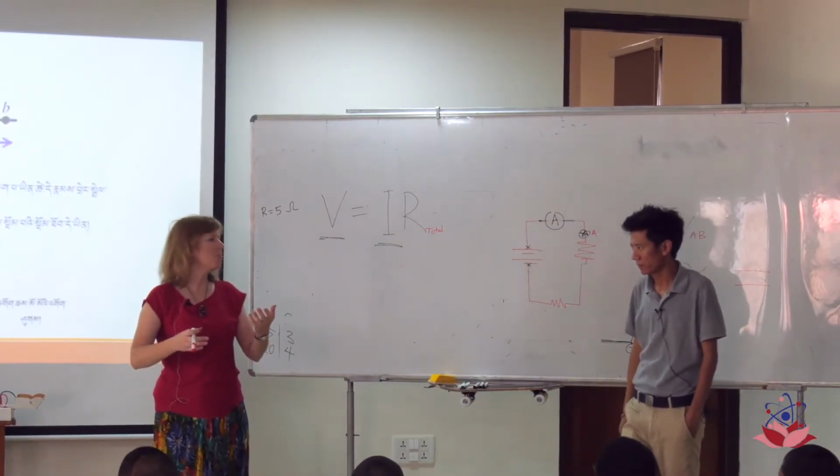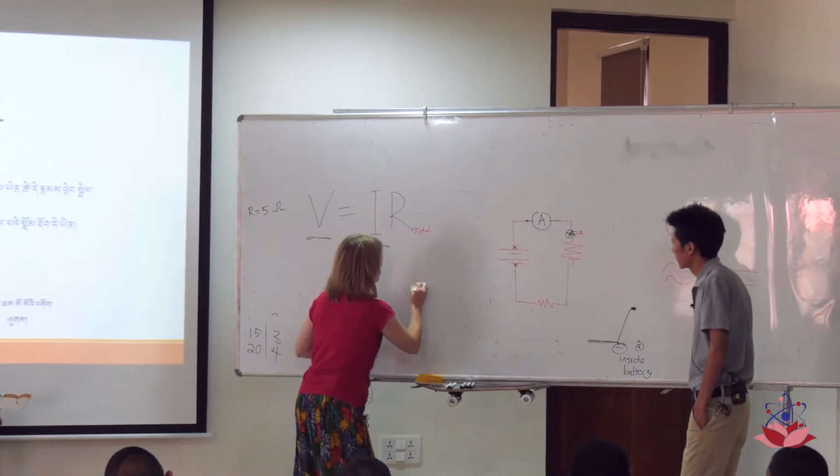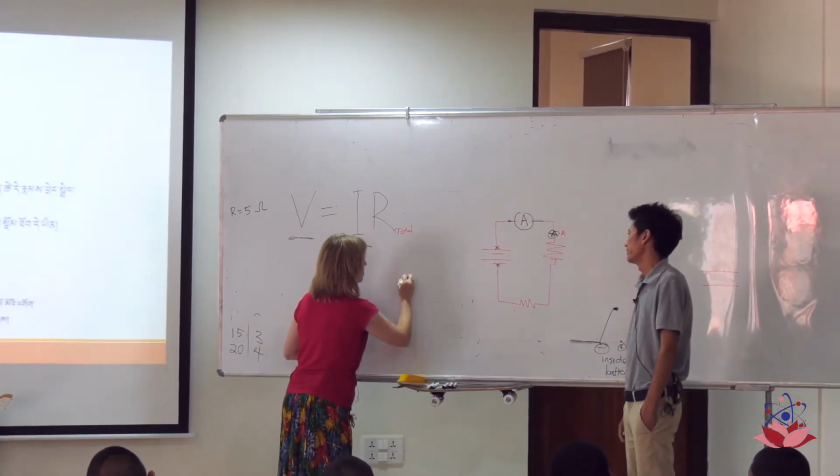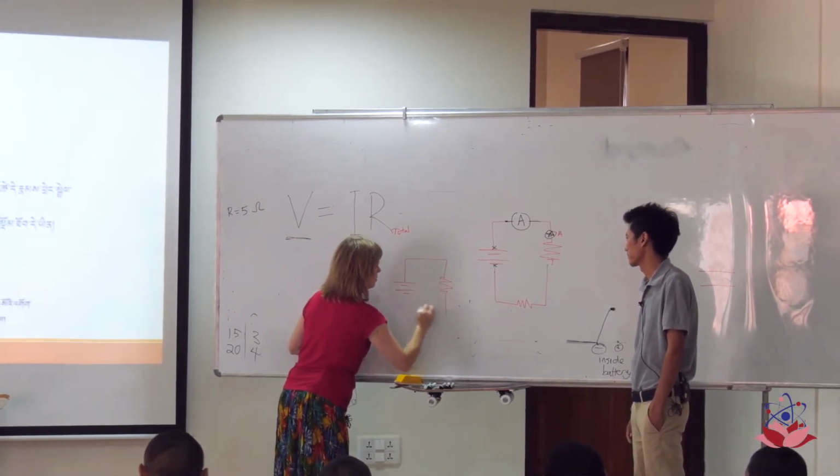So how would the current with 2 light bulbs compare to 1?